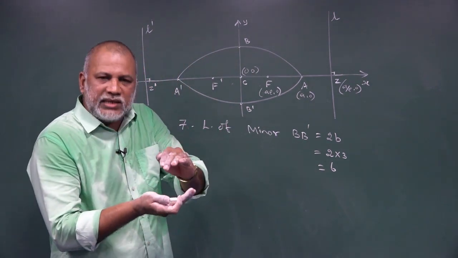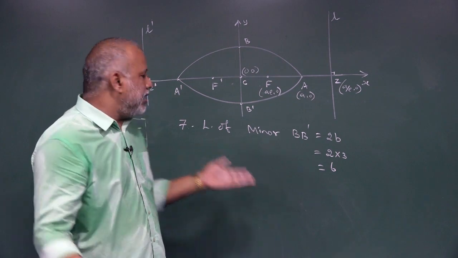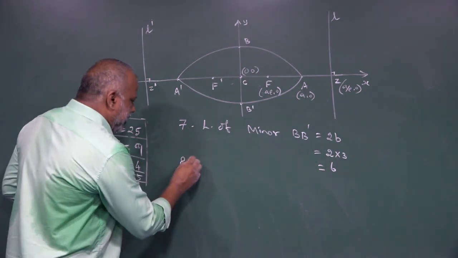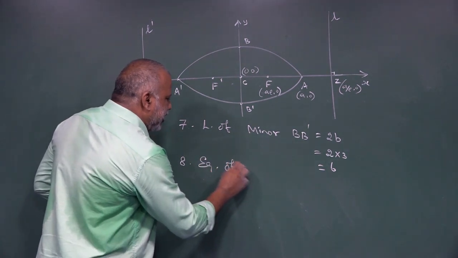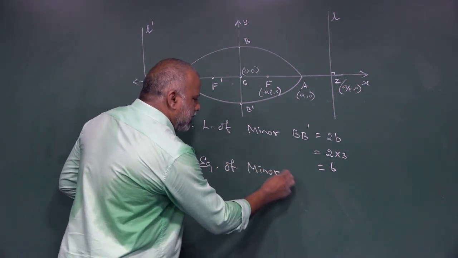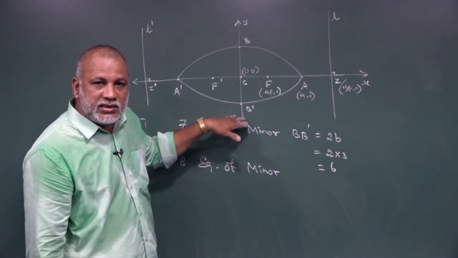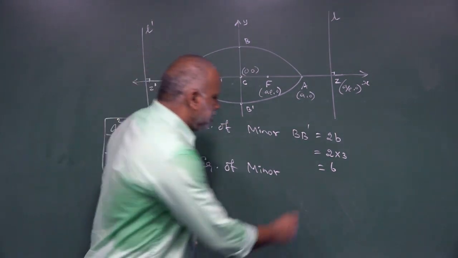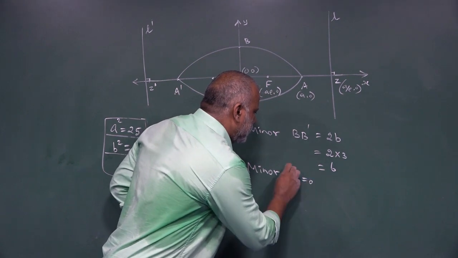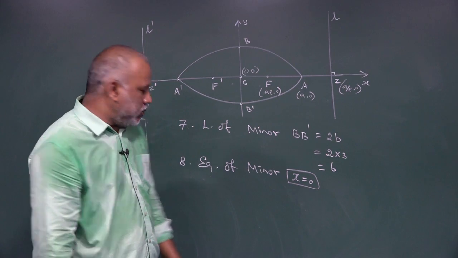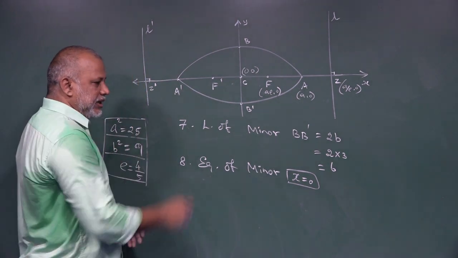Minor must be a lesser value when compared with major. Major we already worked out as 2 times 5, it must be 10. So here the 8: equation of minor. See, this is minor. Equation of y-axis. What is the equation of y-axis? x equal to 0. Equation of minor, x equal to 0. Now these are the 7th and 8th results.